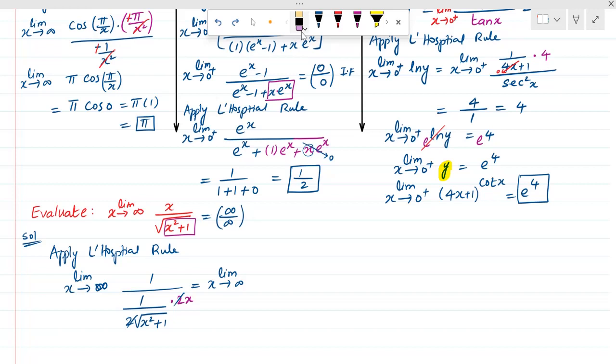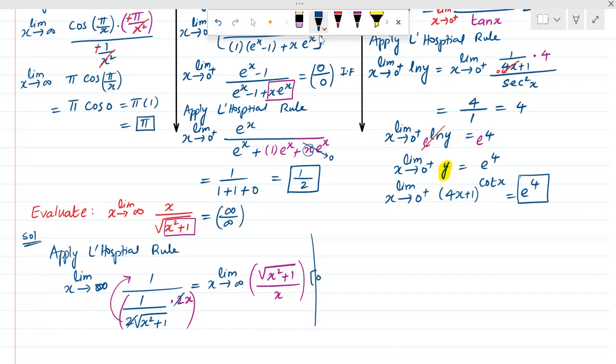Here this part goes to the numerator. So therefore the answer will be square root of x square plus 1 over x. So here you will get a reciprocal of the function. Again if you apply it, you will get this function. So continuously you will get the same function: the original function, reciprocal function, original function, reciprocal function. It never ends. This is the perfect example where the L'Hopital rule fails.